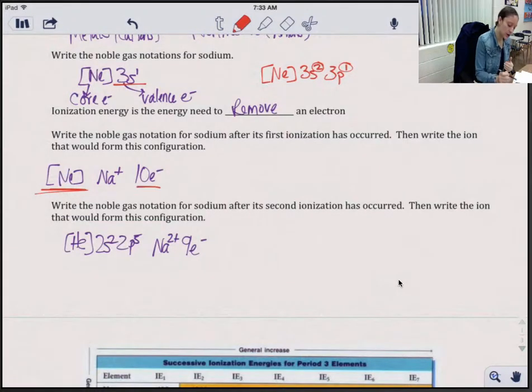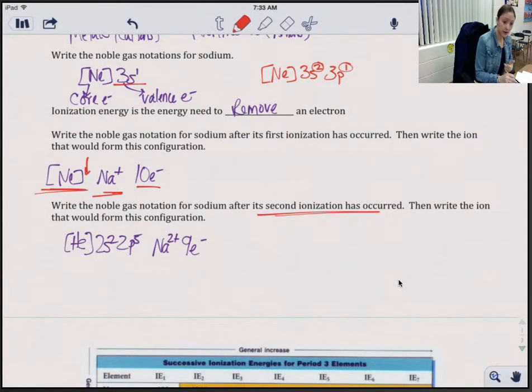We'd have 10 electrons, which looks like neon, even though it's not neon. It's Na+. Still sodium, it just has fewer electrons than before. Now we're going to write the noble gas notation for sodium after its second ionization energy. That means I've lost my second electron. How much energy would it take to remove my second electron? Well, I don't have any more valence electrons to take, so you have to take one out of its core.